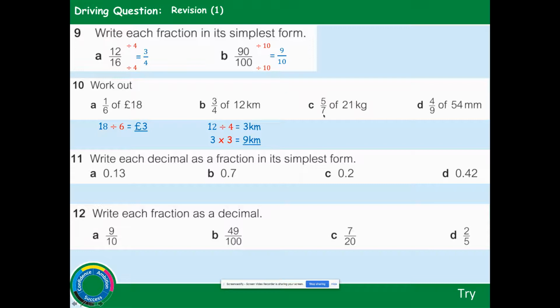5/7 of 21. So we need to find a 7th first, 1/7. So we divide by 7. That will give us 3 kilograms. So then we need to find 5.